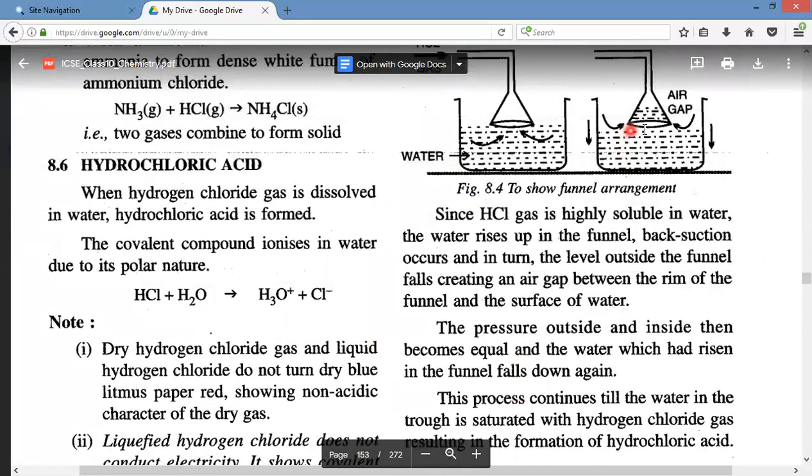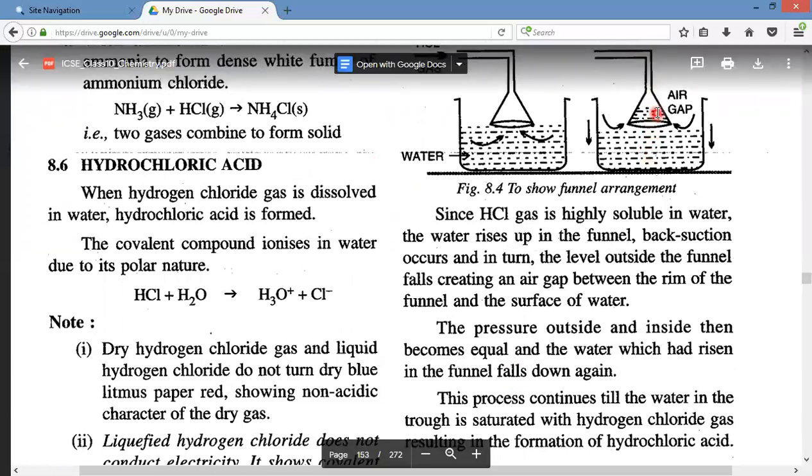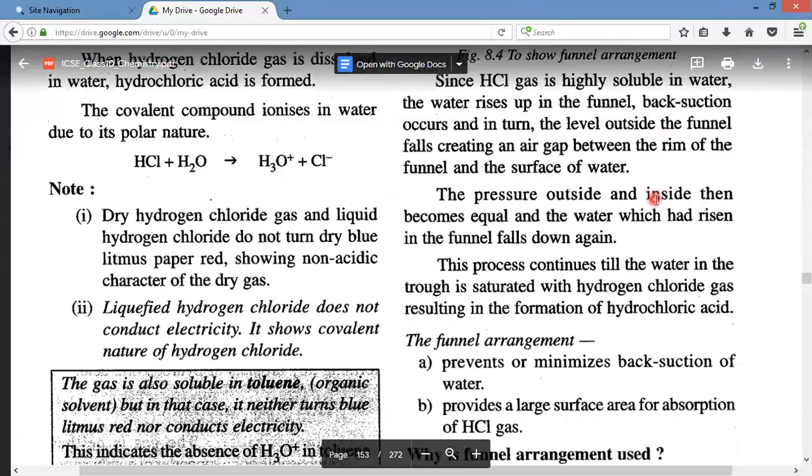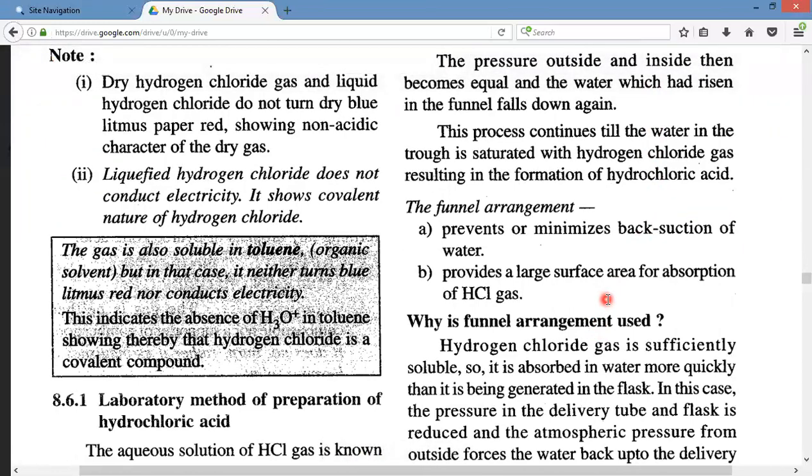Yes, as a funnel has a larger surface area in comparison to the delivery tube. If the large surface area is there, then the pressure difference or the pressure creation will be lesser, and the water which is moving back will be in a lesser amount, and it will help lead to the successful funnel arrangement. This will lead to less water going back in the delivery tube.